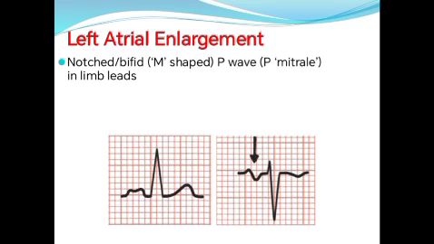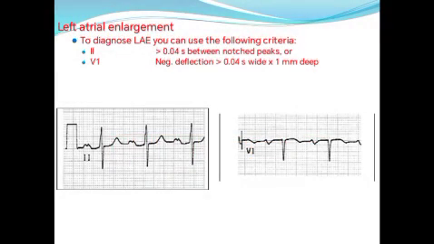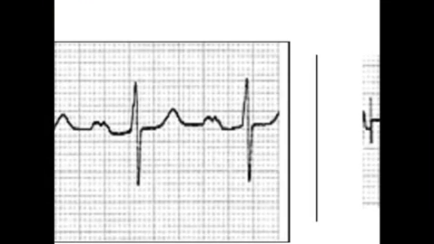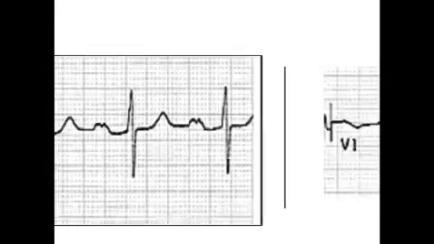A notched or bifid P wave is P mitral. P mitral is in left atrial enlargement. This is called P bifid or M shaped. This is P mitral, commonly caused by mitral valve stenosis, that leads to left atrial enlargement, and so it will be bifid or M shaped. Always look at it in lead 2 or V1, M shaped.